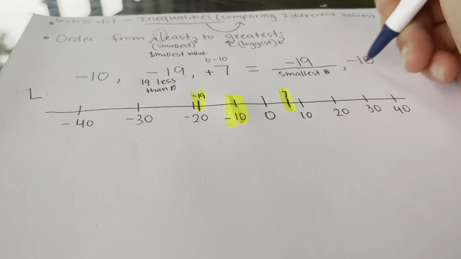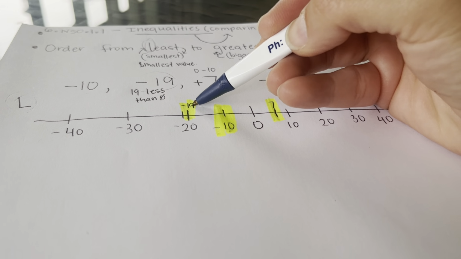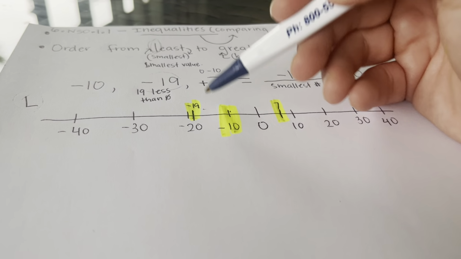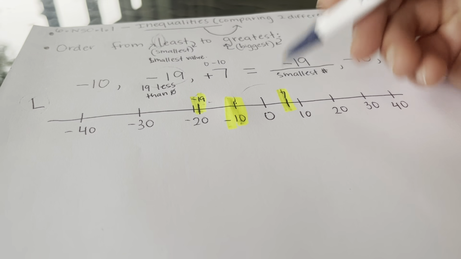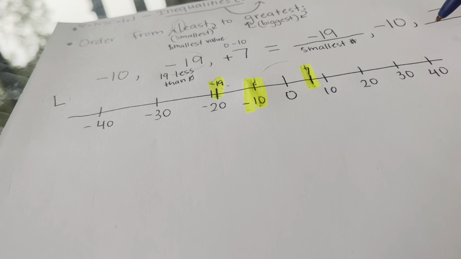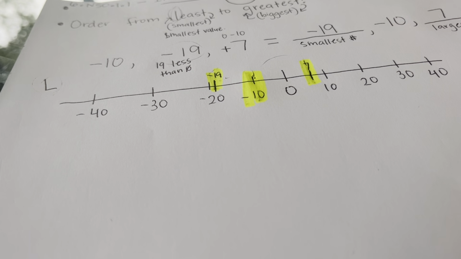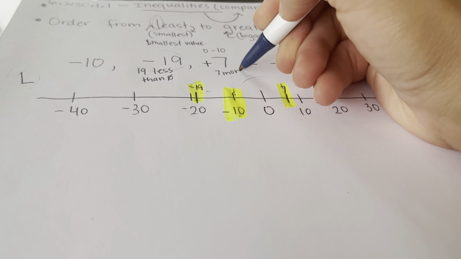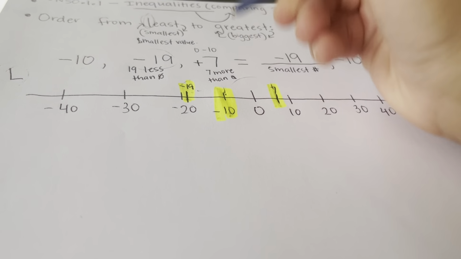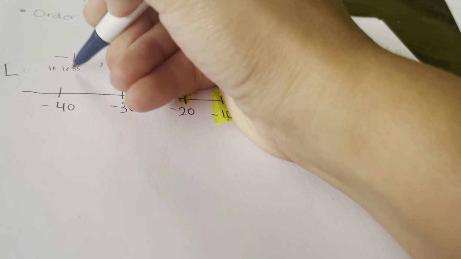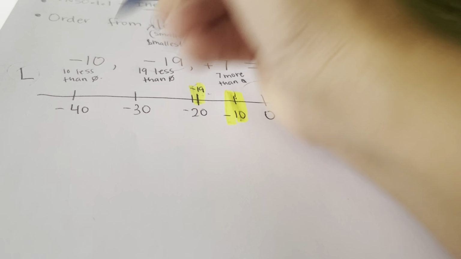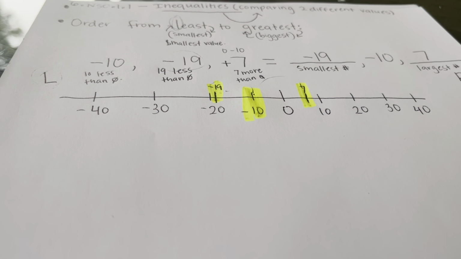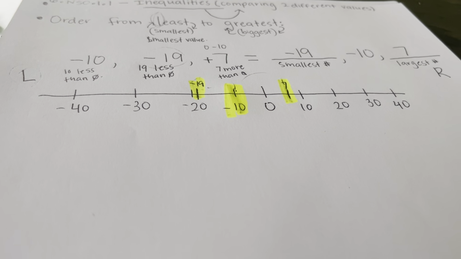-10 would be my next smallest number because I'm moving 1 over to the right. I'm going to the next, not next smallest, but next biggest, my next greatest number, sorry. And then +7 would be my largest number or my biggest number because it's 7 more than 0. This was 10 less. The farther away from 0 you are in the negative, the smaller the number is worth.